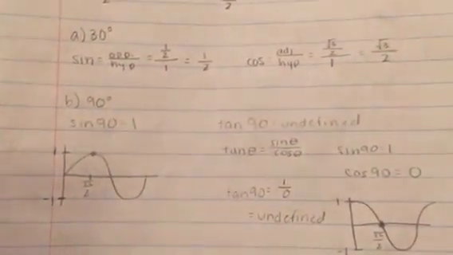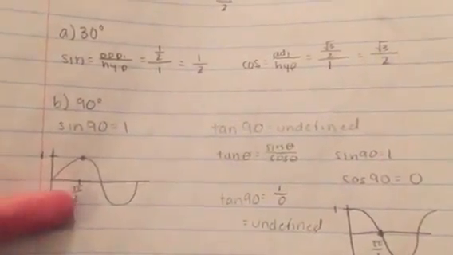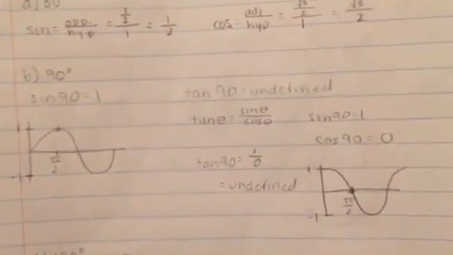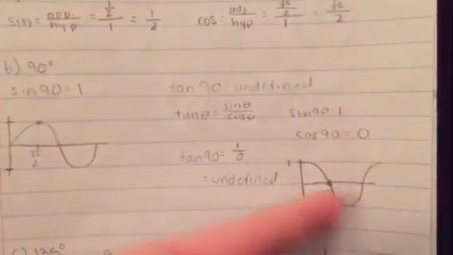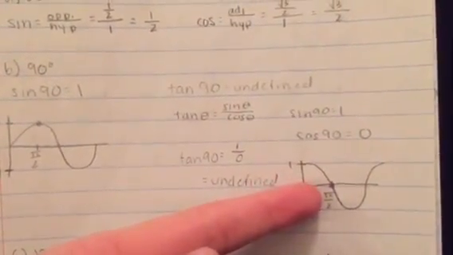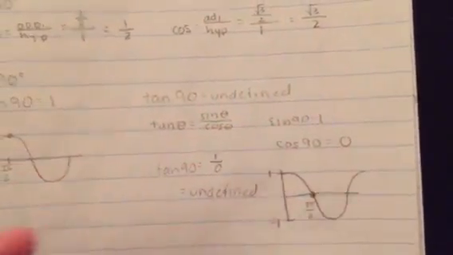Next for B, I chose 90 degrees, and sine of 90 is 1, and I got that just from looking at the graph. And at 90 degrees, it goes up to 1. And tangent of 90 is undefined because when you're finding tangent of an angle, you do sine over cosine. And we already found that sine of 90 is 1. And when you look at the cosine graph, when it's at 90 degrees, you get 0 as the answer. So sine over cosine, 1 over 0, which is undefined.